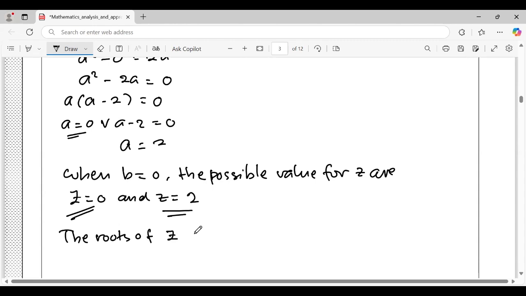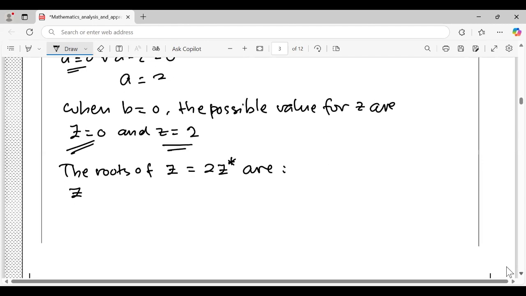So the conclusion: the roots of this equation, z equals conjugate, scroll down first, I need more space. So the roots are minus 1 plus square root 3 i, and the second is minus 1 minus square root 3 i, and the third one is z equals 2.